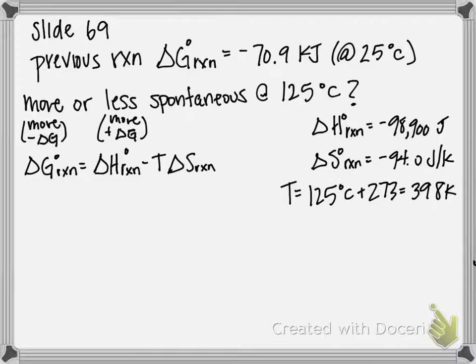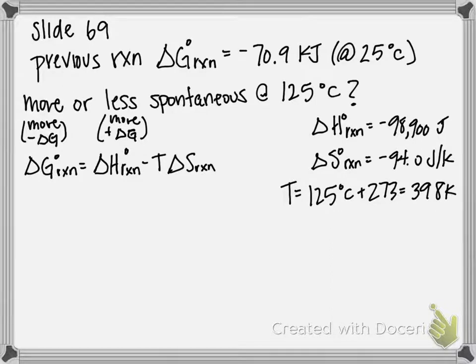So the only thing that's changing here: our delta H of reaction and our delta S are going to stay the same. The only thing that's changing is our temperature and our delta G that we're going to solve for. So temperature, I've gone ahead and written it out here. In Kelvin, 125 degrees Celsius plus 273 gives you 398 Kelvin. And we already have our delta H and delta S from the previous reaction.